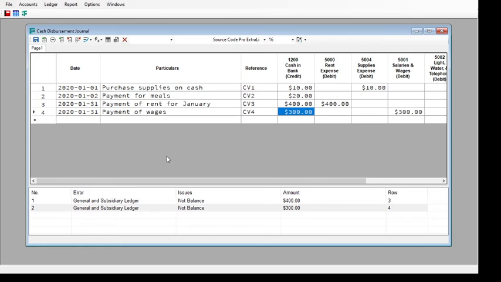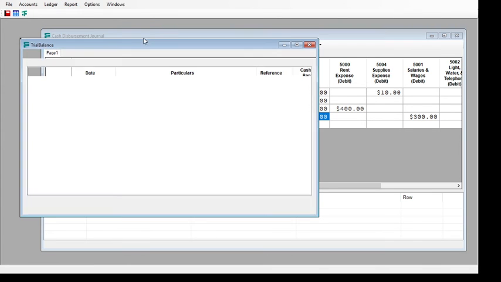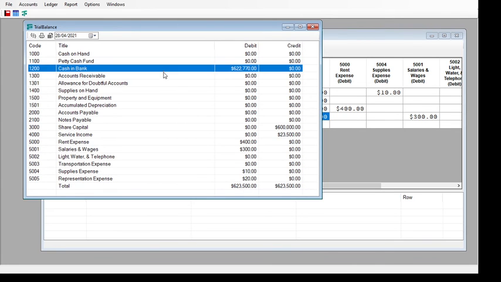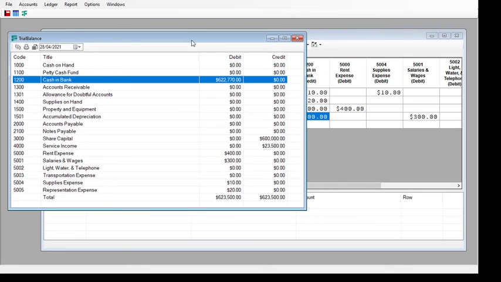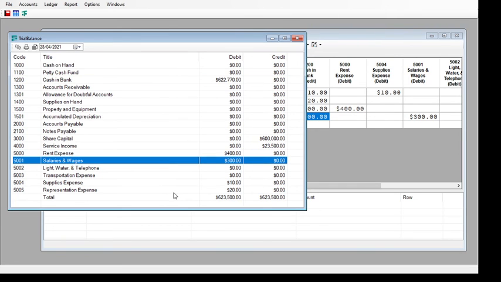So I will save the cash disbursement journal now, and I am done. So this transaction is automatically reflected in the trial balance. So my cash in bank is reduced by the two transactions, while the rent expense and the salaries and wages are increased by the amount of the transaction.